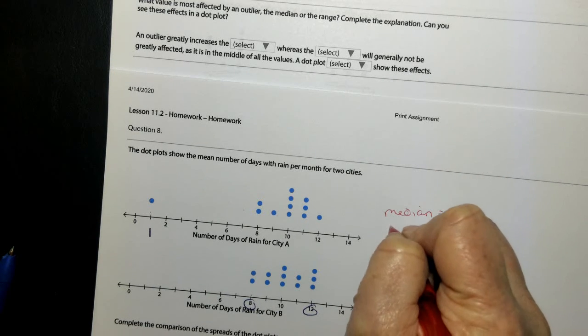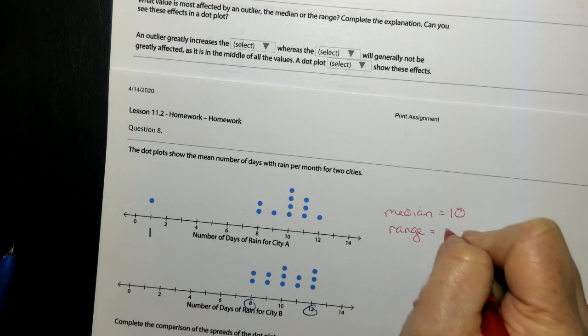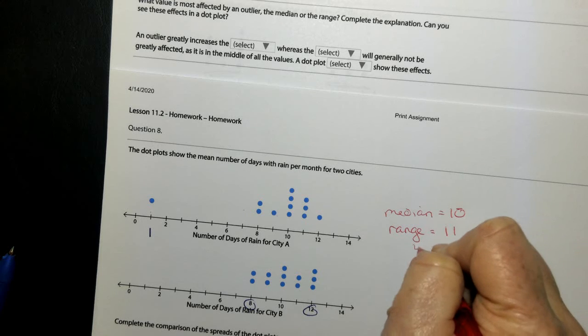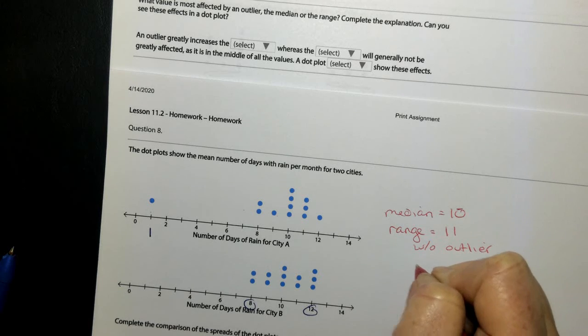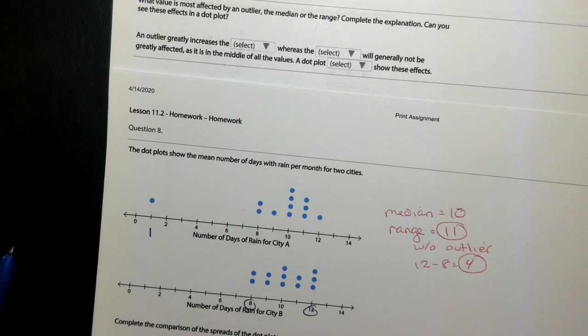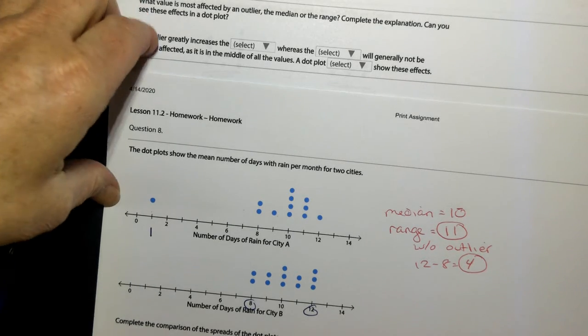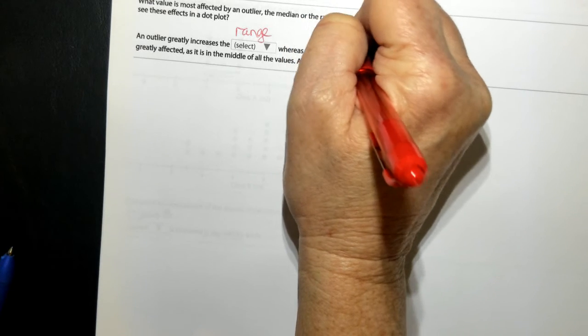On the other hand, the range with the outlier is 12 minus 1, which is 11. Without the outlier, the range is 12 minus 8, or 4. So these two numbers are quite different. So the answer, now that we see the difference in median or range based on the outlier, is that an outlier greatly increases the range. Whereas the median will not generally be affected, as it's in the middle of all the values.